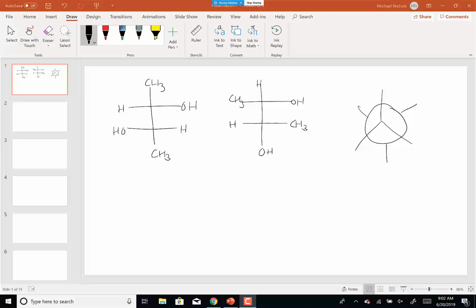Okay, so any questions? Any questions on determining whether they're the same meso definitions?